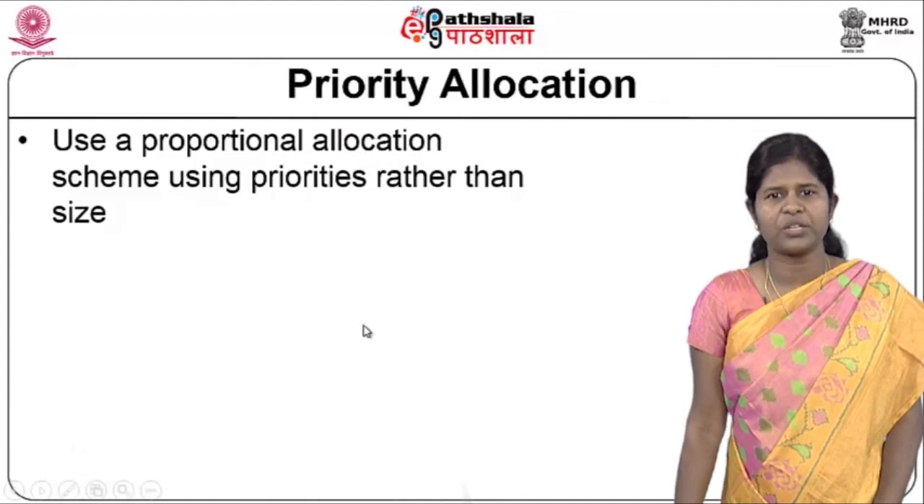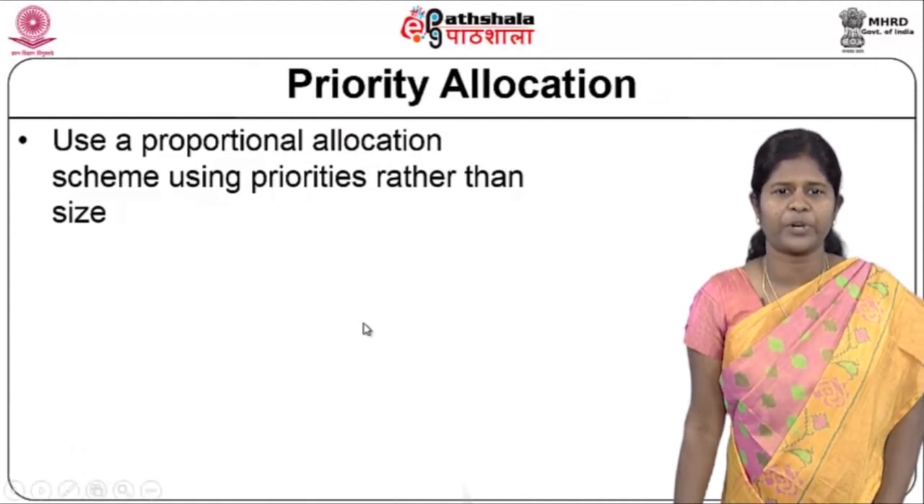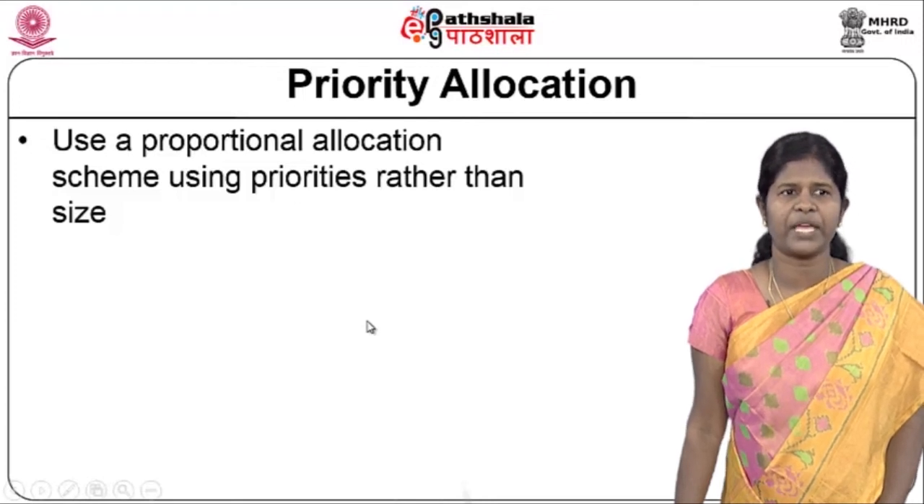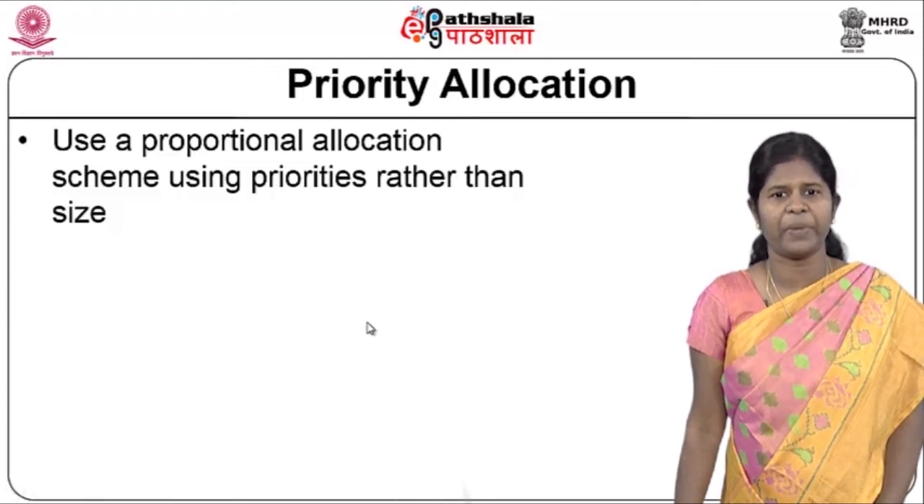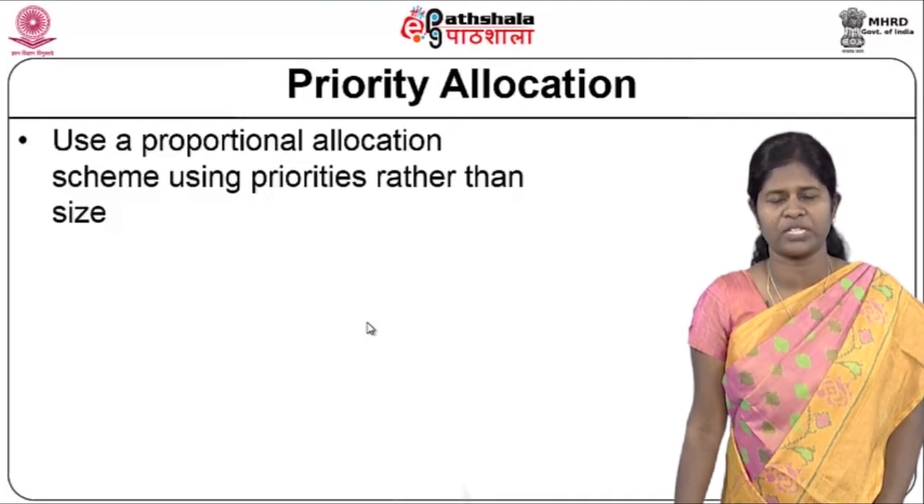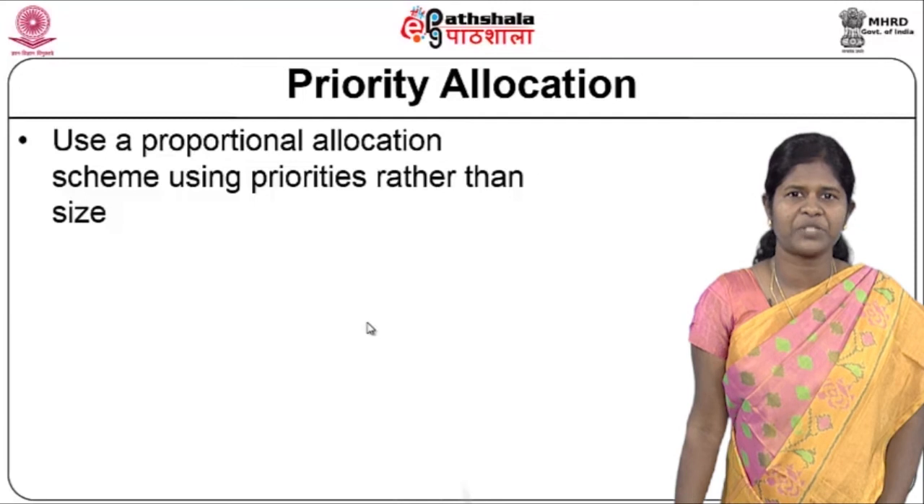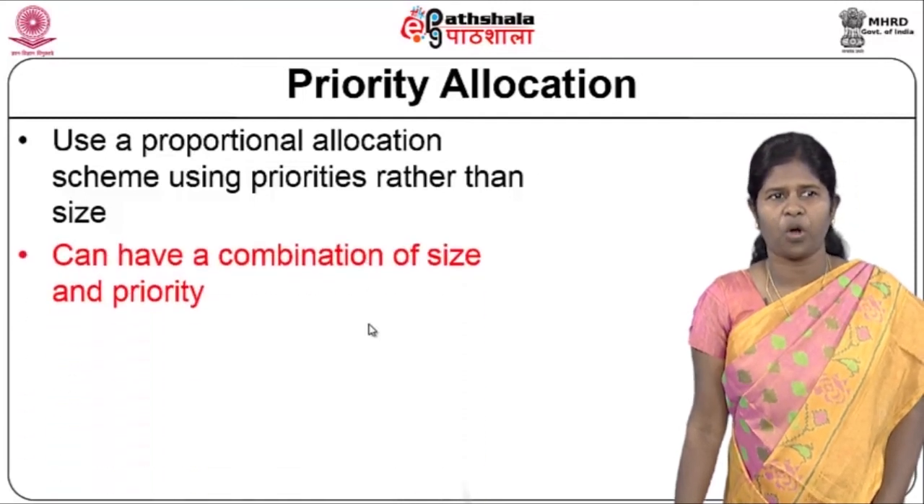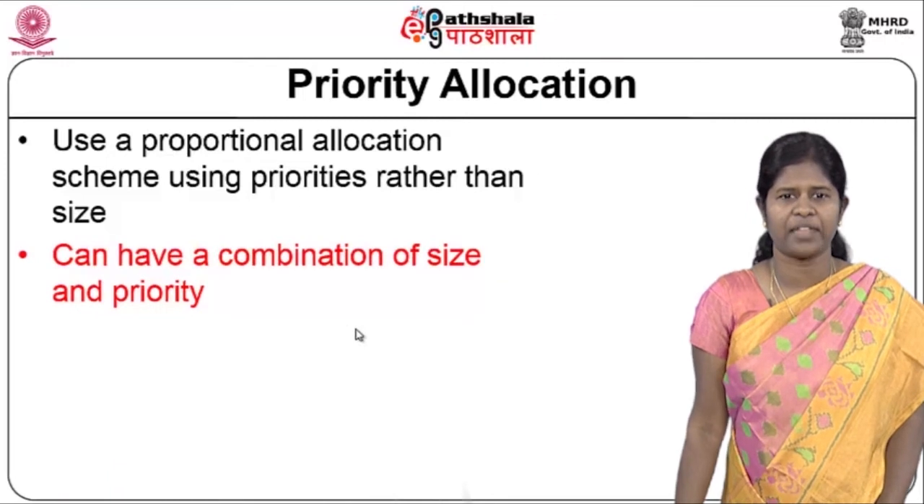And what else you can do is that you can also include some priority. So, you can do a proportional allocation not just based on the size but based on the priority of the process. If a process has a higher priority, then it gets more frames compared to a low priority process, or you can even have a combination of the size and the priority.